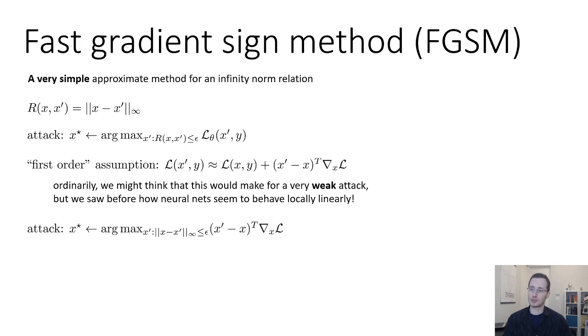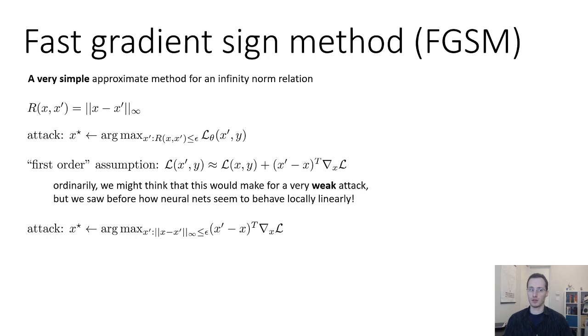So to carry out this attack, all we do is substitute this first order Taylor expansion approximation to the loss function into the equation for the attack up above. So now our goal is to find x prime subject to the constraint that the infinity norm of x minus x prime is less than or equal to epsilon, and what we're maximizing is (x prime minus x) transpose times the gradient of L with respect to x. Now, the infinity norm means that we can change each element of x by at most epsilon, and we would like every element of x to go in the direction of the gradient of L with respect to x.